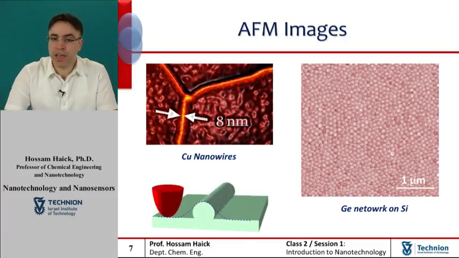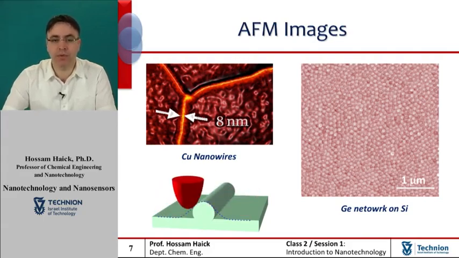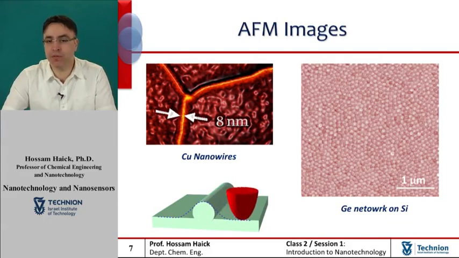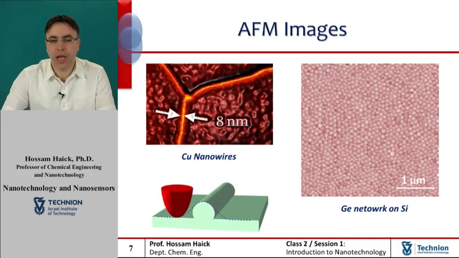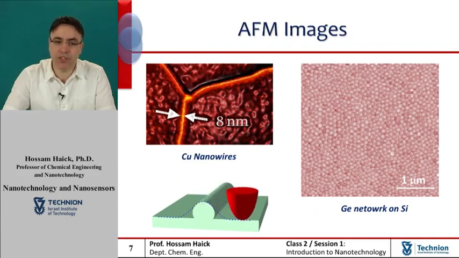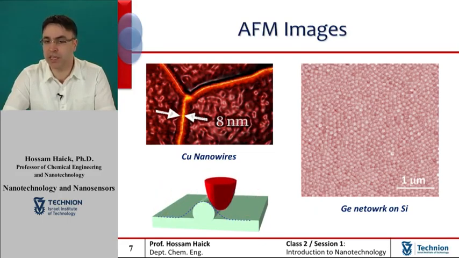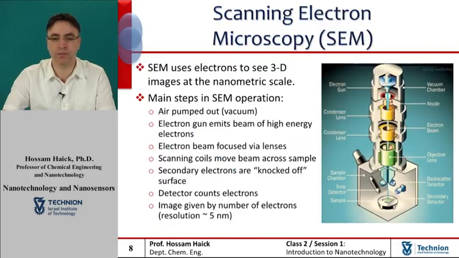One example of an AFM image for nanoscale materials can be seen in the image of a copper wire that has a Y shape. A round shape and a line diameter of 8 nanometers can be easily observed in this image. Another example is the AFM image of a germanium network on a silicon substrate. As seen in the image, the size of the islands as well as the separation between the adjacent islands is clearly observed, indicating the high resolution of the AFM.